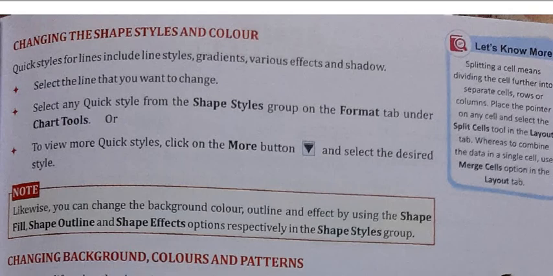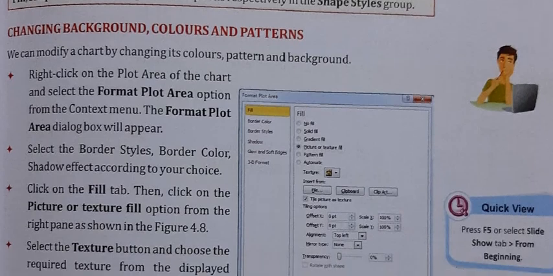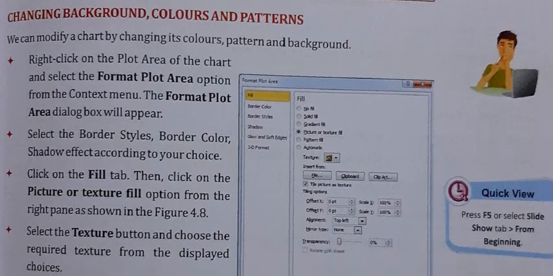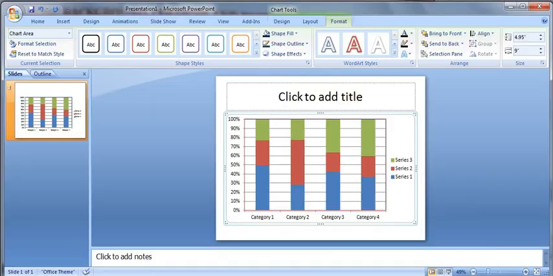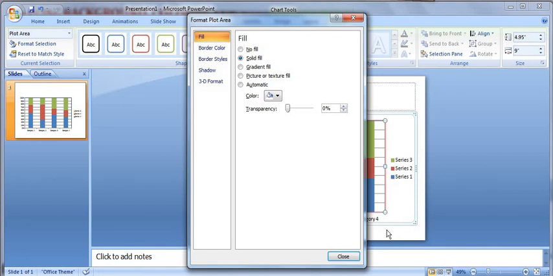Even you can change the background. Changing background colors and patterns: you can even change the backgrounds. Right click on the plot area of the chart and select the Format Plot Area option. After selecting the chart, right click on it. Here in the last option you can see Format Plot Area. If I click on this, from here I can change the background.